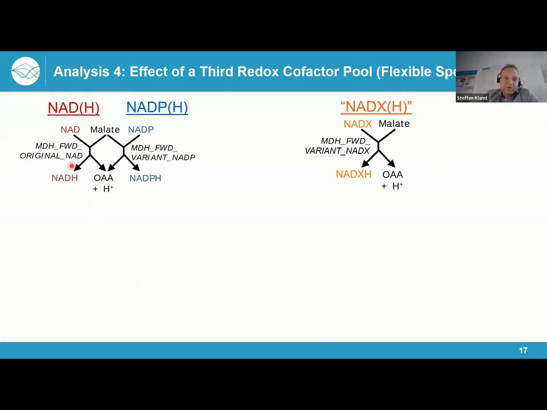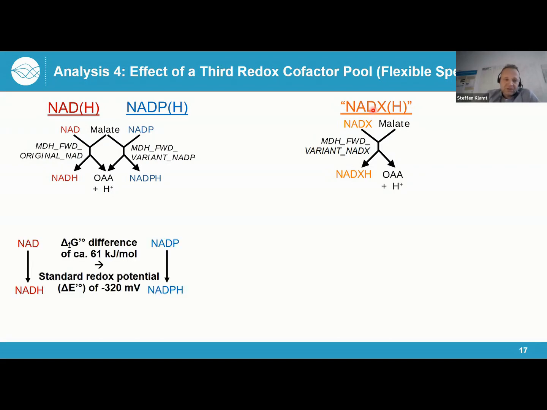And so that means for every reaction where we have the NAD and NADP dependent variant, we now introduce a third variant where we use NADX as a third redox cofactor. There's one remaining degree of freedom, and this concerns the standard redox potential of this third redox couple that we introduce here. For NAD and NADP, we know that they have exactly the same standard redox potential.